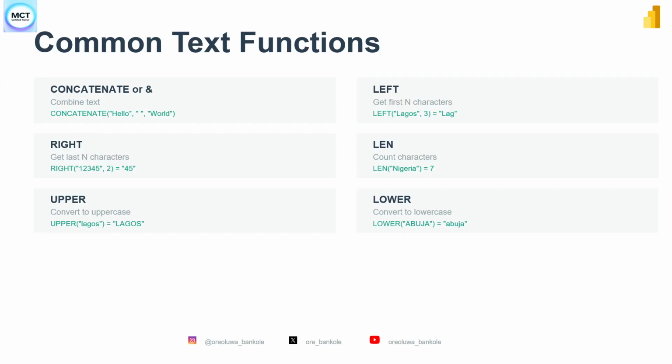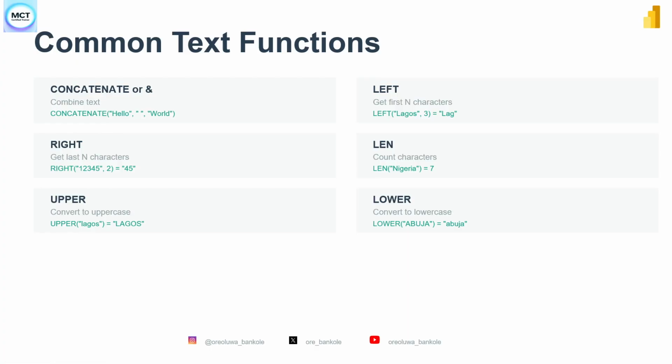The opposite of left is what? Right. And right gets the last n characters. That is, it starts from the end. Now, you can see we have right of 1, 2, 3, 4, 5, and we want 2 characters. It starts from the last character, which is 5, and then 4. And that is why we have 45. So that is right. Let's take it again one more time.